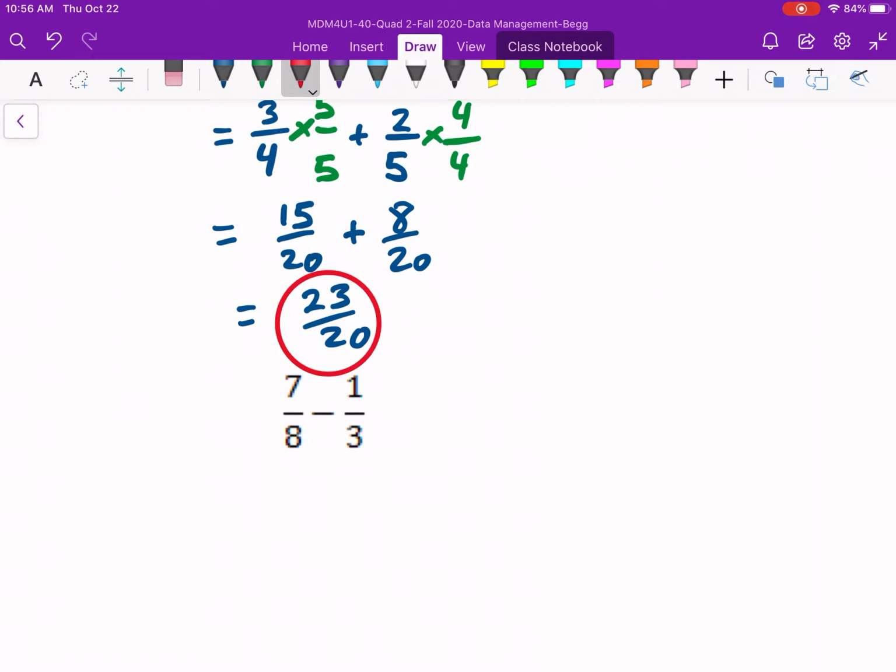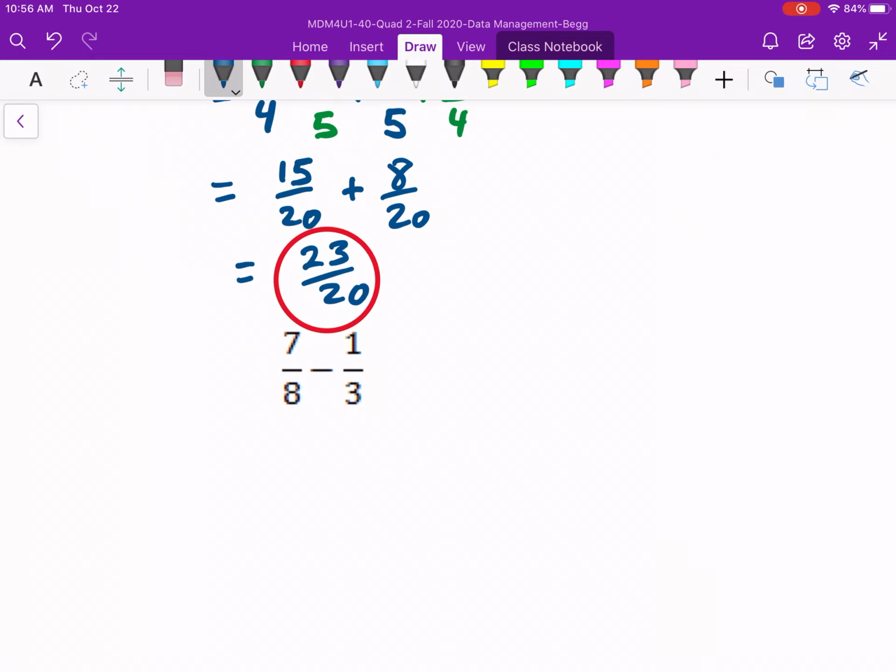So it's already in lowest terms. Same deal goes for subtraction as for adding. We need that common denominator. The lowest common denominator would come from multiplying 8 by 3 and 3 by 8.